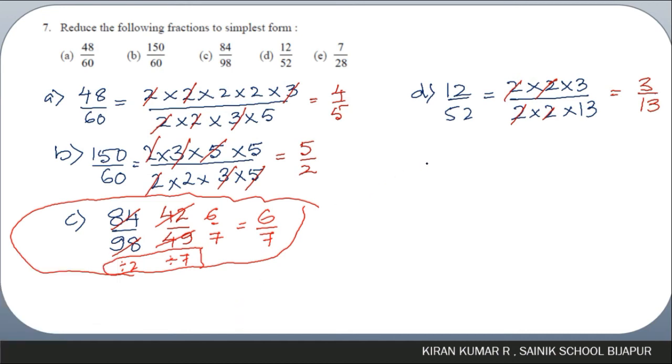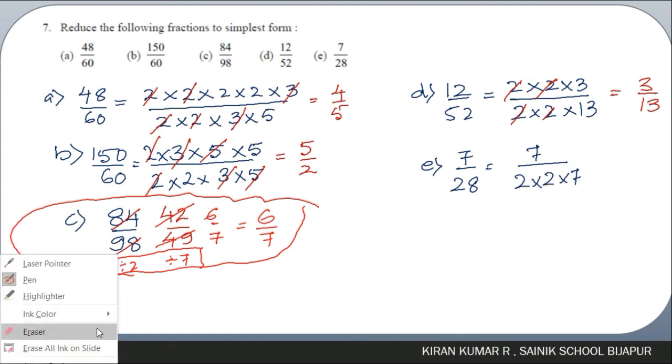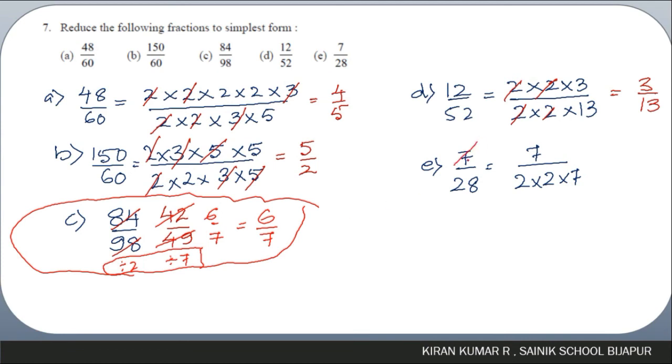Next we have 7 by 28. I'll write 7 as it is. 28 is 4 7 times. Here observe 7 will get cancelled. So not here, 7 will get cancelled. We'll be left with 1 upon 4, 1 by 4.